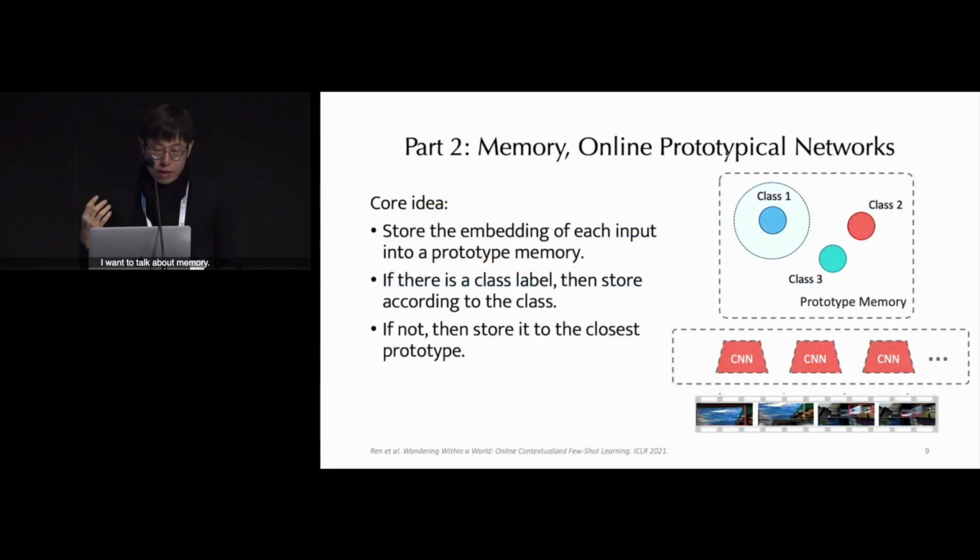So next, I want to talk about memory, right? So we have those online continual few-shot learning data. How do we use online memory to keep accumulating knowledge? And we develop a really simple model here, right? So the idea is that if we extract the input frames into some representation space using models like a CNN, we can store the embedding of each input into a prototype memory. So this is strongly inspired by the prototypical networks, but we make it online. So you can do the online averaging, right? So if there is a class label, you can simply store the embedding as an average. And if there's not, you can store it to the closest prototype up to some distance. If it's too far away, you just ignore it.